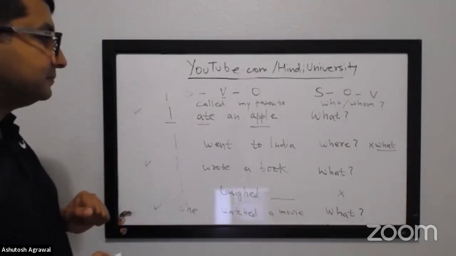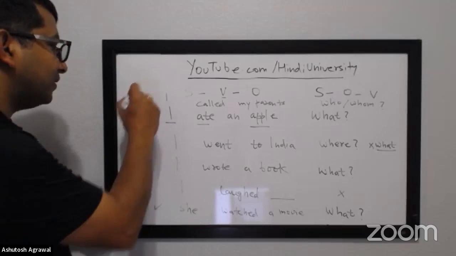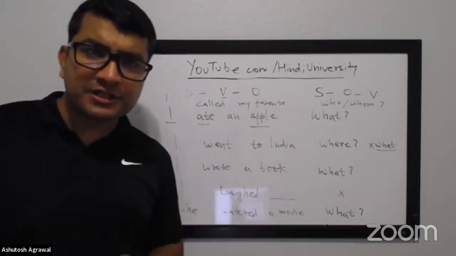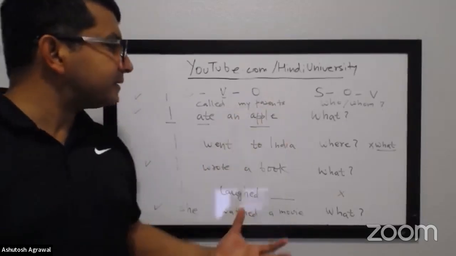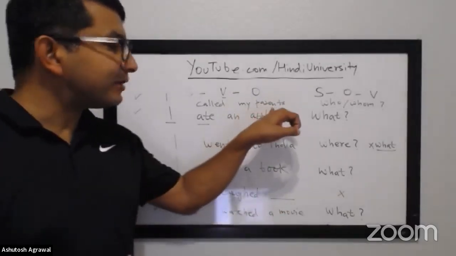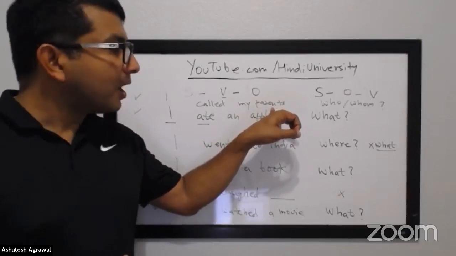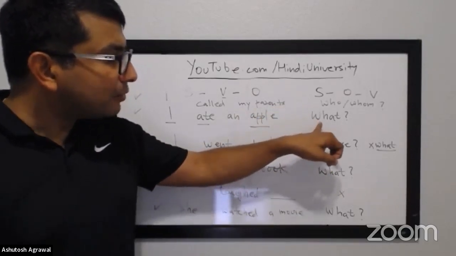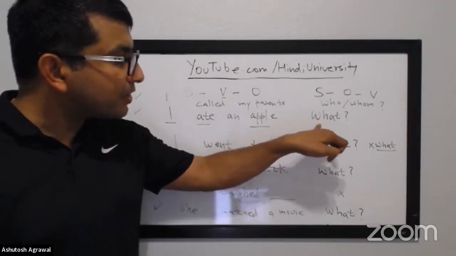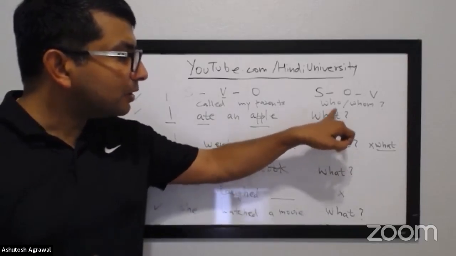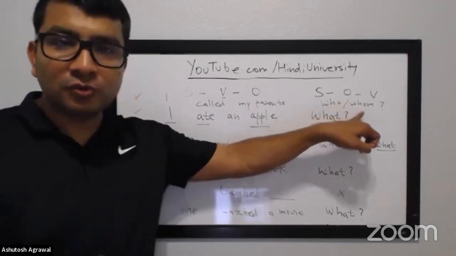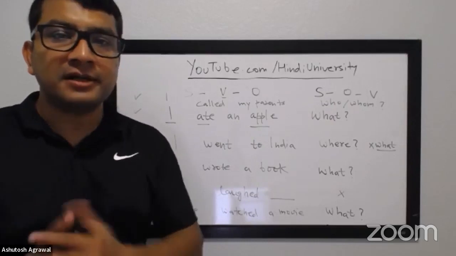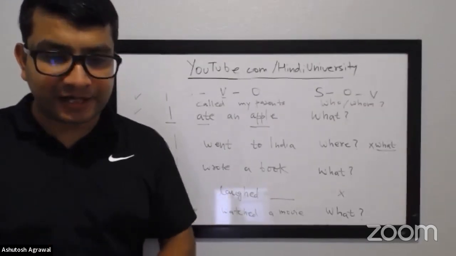It's also an object. Okay, who did you call? I called my parents. So essentially what she's saying is, when you have sentences where there is a direct object, how do you know? You can use this trick: if the question can be framed with what or who or whom, then you know there is an object in the sentence that is receiving the action.